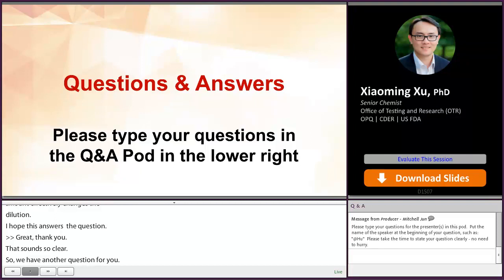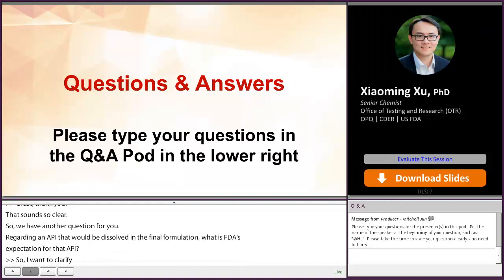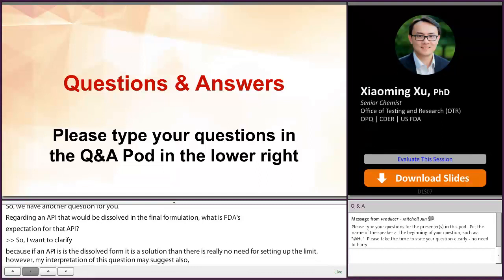So I want to clarify because if an API is in the final formulation in dissolved form, and assume it's a solution, then there's really no need for setting a PSD limit. However, my interpretation of this question may suggest also, for example, if the API is dissolved in a different phase, for example, if it's an oil and water emulsion, the drug API is dissolved in the oil phase, but as a whole formulation, it's presented in a globular form.